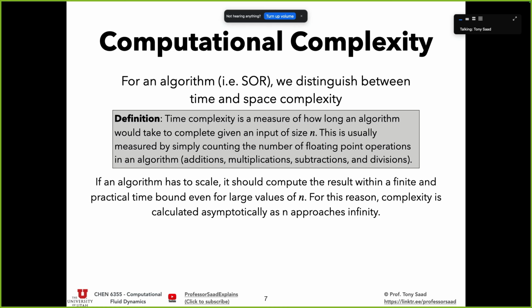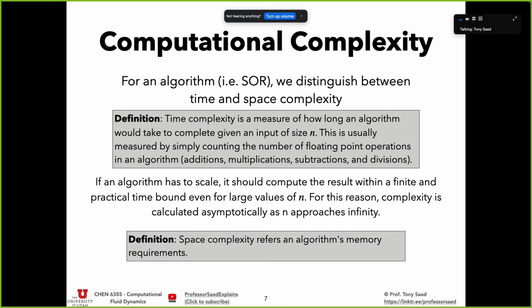Now, the second facet of computational complexity is space complexity, and it simply refers to an algorithm's memory requirements. What do we need to store in memory to achieve the algorithm, right? Do we need to store every array that we're dealing with? Or with linear solvers, do we need to store the matrix, all the elements in the matrix, some of the elements in the matrix, or none at all?